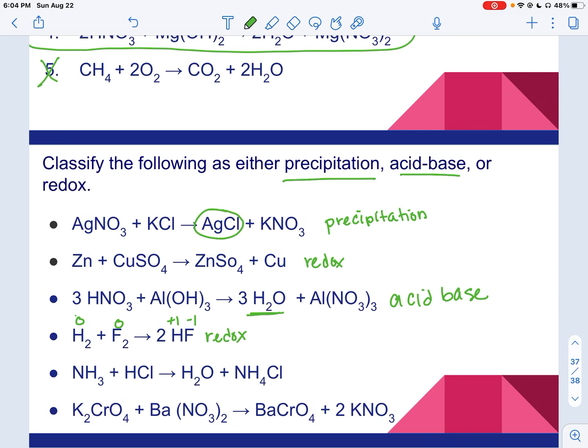This one is acid-base because we have water as a product and it's double replacement. And then this one is precipitation. And that's going to be the precipitate.